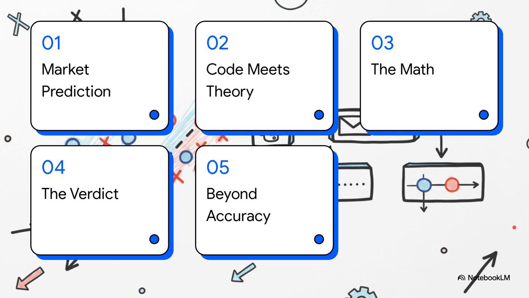So let's jump in. Here's our game plan. First, we'll set up the market prediction problem. Then we'll introduce our tool. That's where the code meets the theory. After that, we're going to pop the hood and look at the math, see what verdict the code gives us, and finally, talk about what it all means beyond just a single accuracy score.